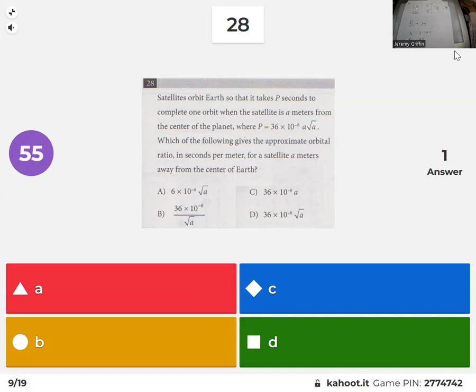Seconds per meter. You arrange the formulas to get seconds per meter.